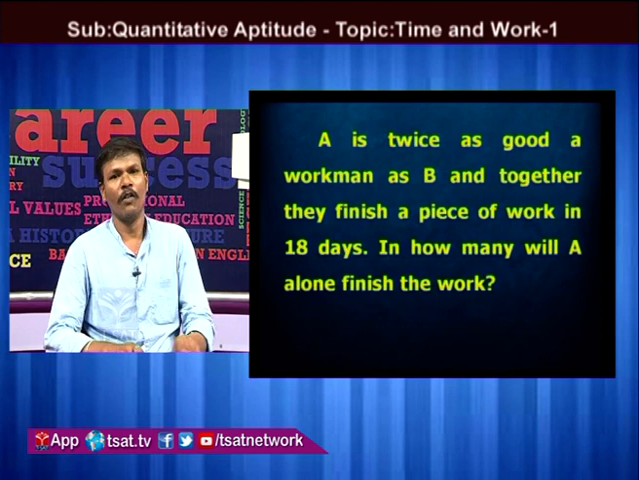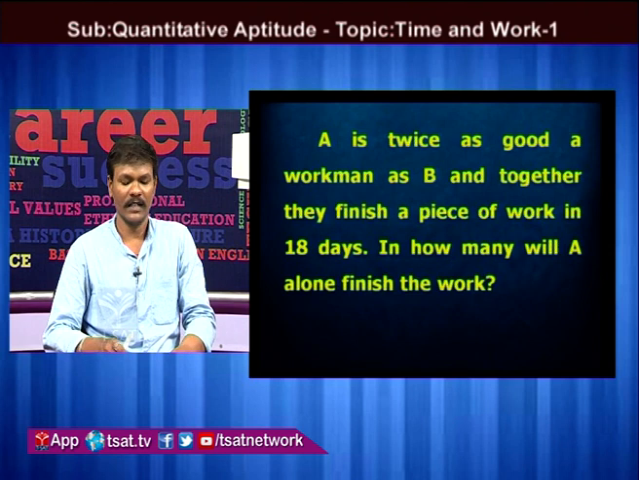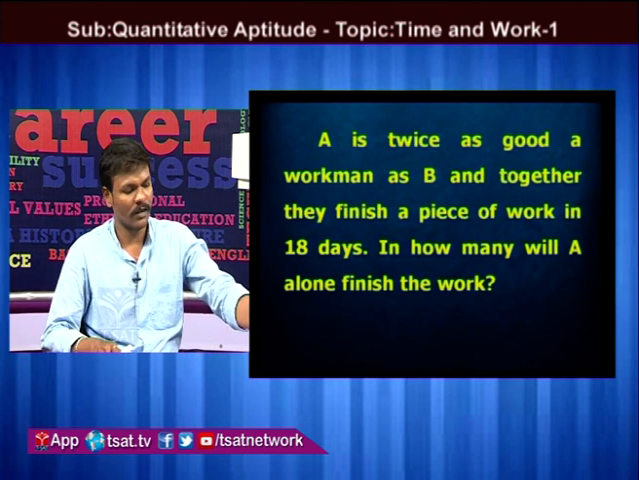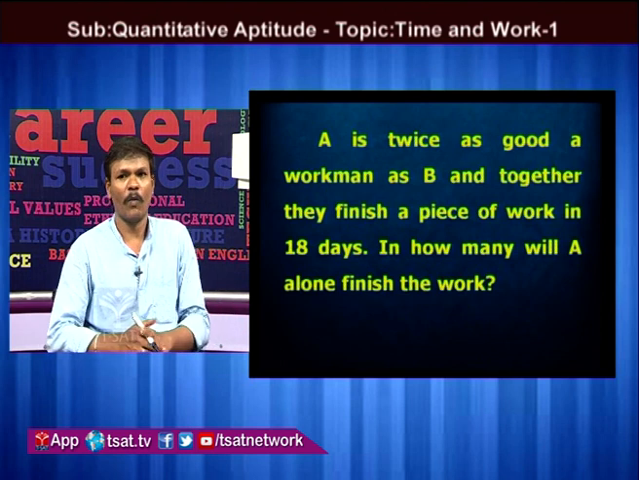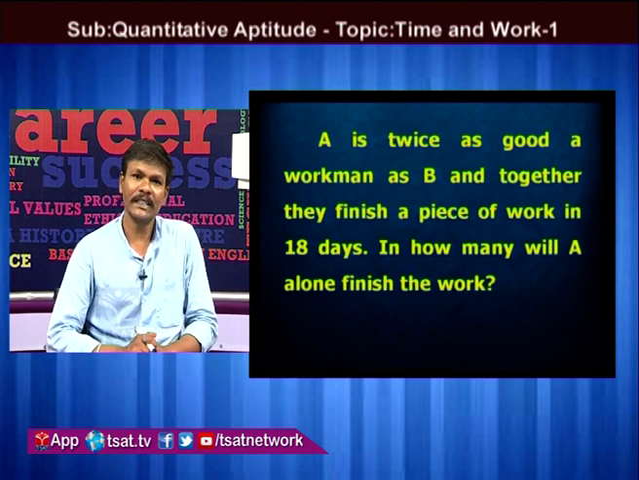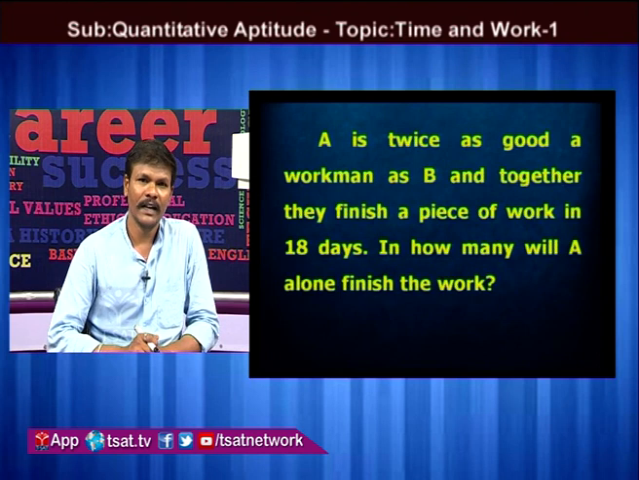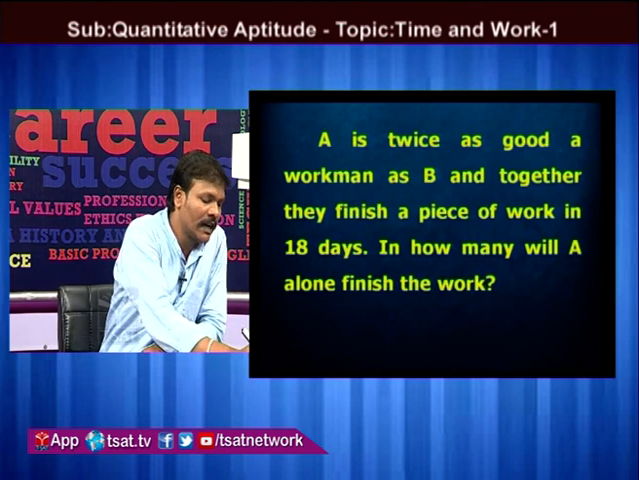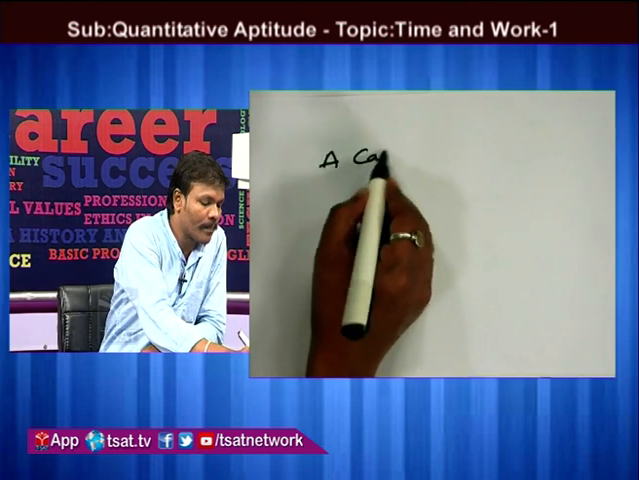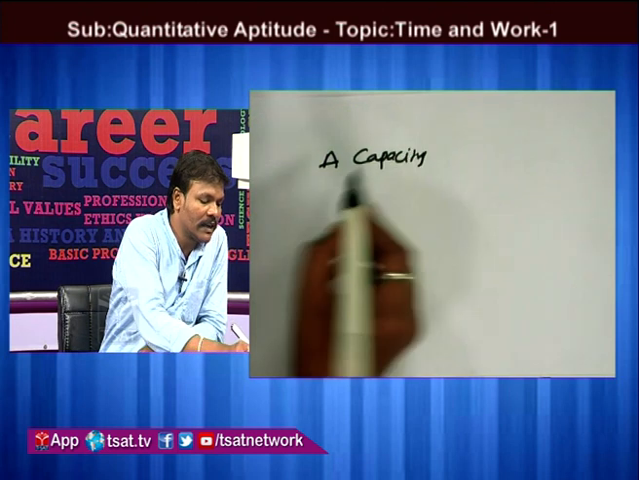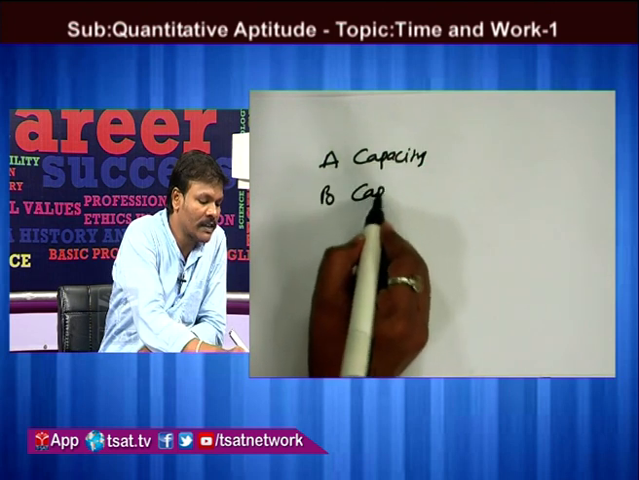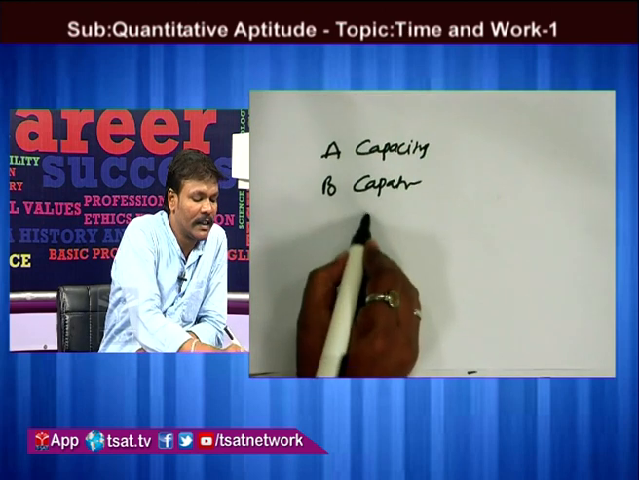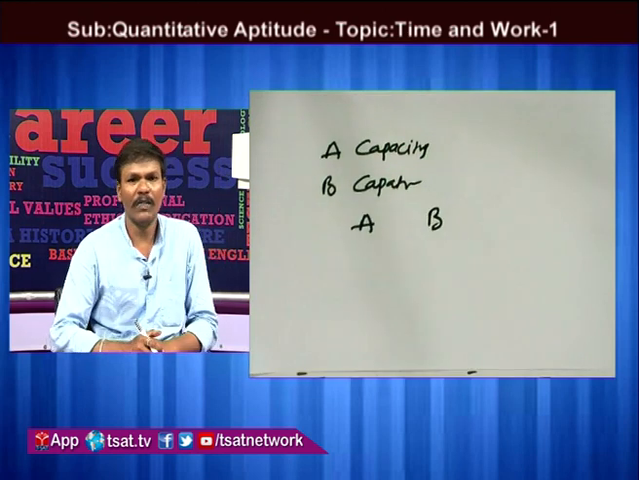Okay, clear? For this question you have to know some of the concepts. Before this question we take one concept for this. What is that concept? Twice as good a workman means the sentence states the capacity of working: A's capacity, B's capacity, that is, the capability of working. So we take A and B. How is the A?